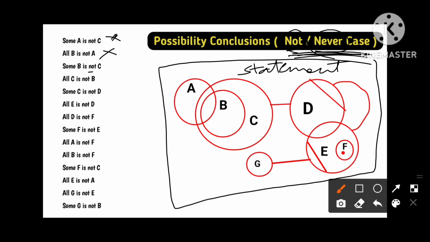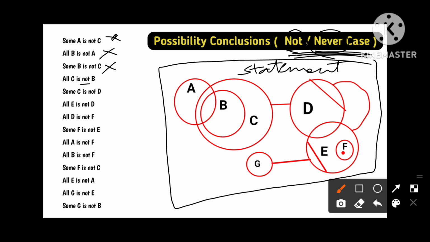Next one, we see "not" again. So we check all B can be C. It is already in C. So all case is true here. All case true means some not case will be fails. All case is already true in our basic statement Venn diagram. So this conclusion, some not case will be fails.